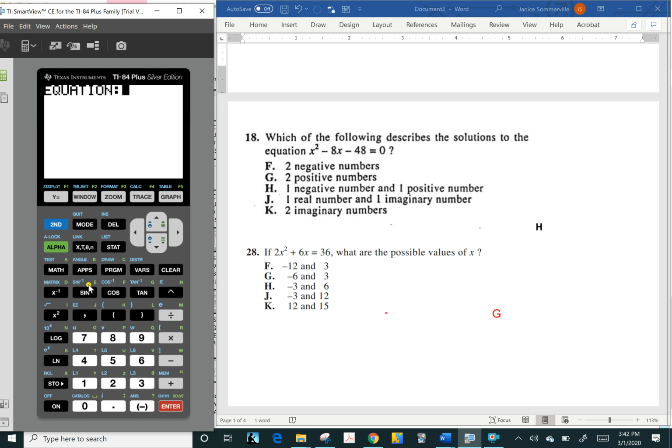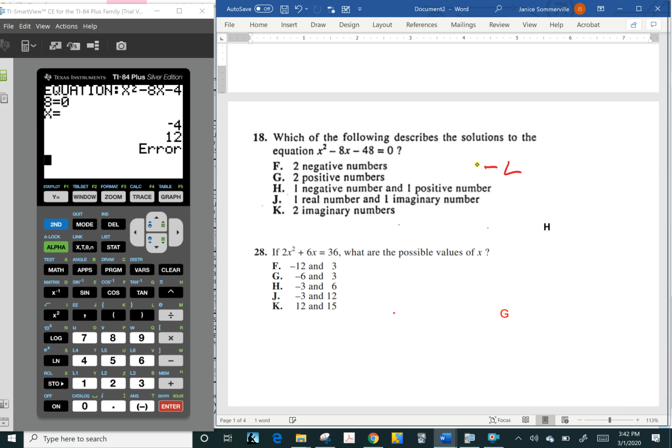Oh, I hit the button twice. You never saw that. All right, let me just put that in again. x squared minus 8x minus 48 equals, I think I didn't do the equals. Did I not do the equals 0 the first time? Let me see. Yeah, I guess I didn't do the equals 0. And then it gave us -4 and 12. So we do have one negative number, one positive number, and we're right again.